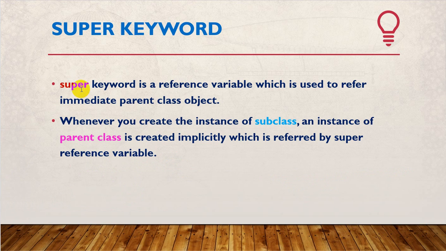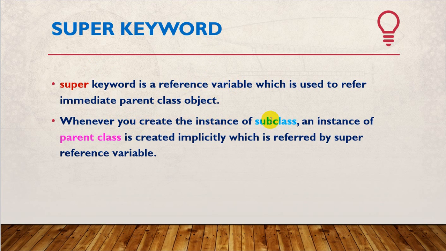Super keyword is the reference variable which is used to refer to the immediate parent class object. Whenever you use super, first of all, you need to understand that super is a keyword. Whenever you type it, it will turn blue, because the blue words always refer to the default words defined by the compiler. So super is a keyword, and it is basically a reference variable, a reference to the parent class. Super always refers to the parent class.